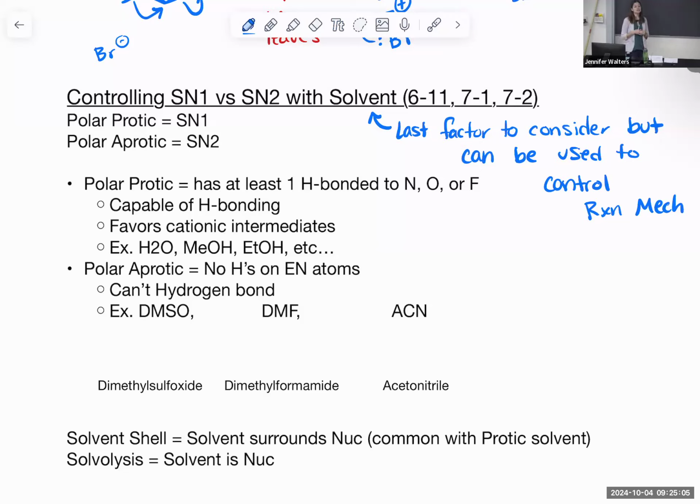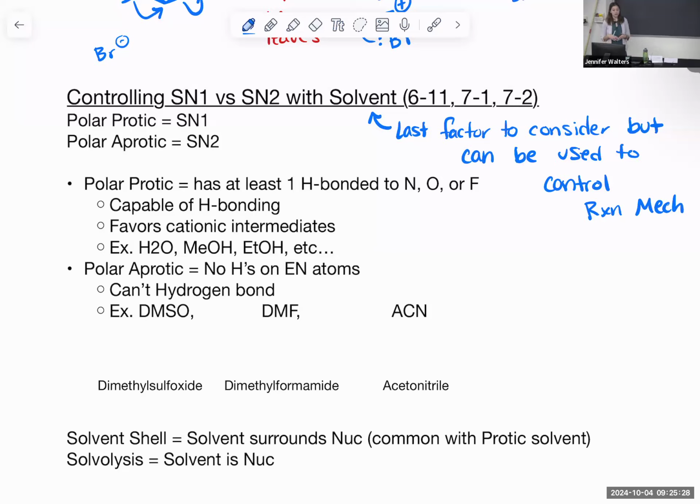So in general, your SN1 reactions prefer polar protic solvents, and your SN2 reactions prefer polar aprotic solvents. Polar is just because it dissolves your molecules. That's basically the only reason why polar helps. So it's protic is SN1, aprotic, not protic, is SN2.